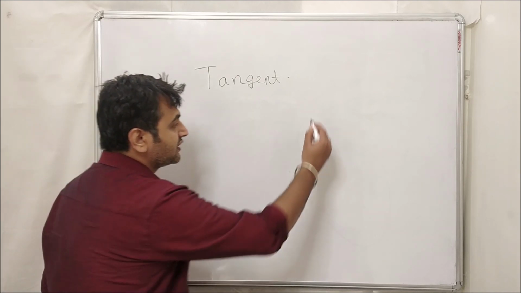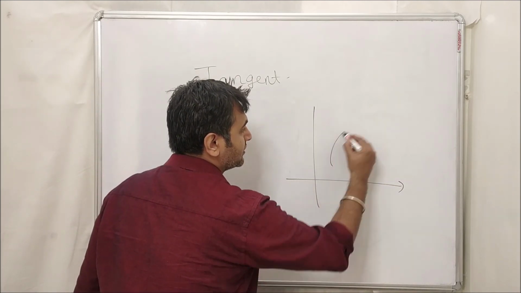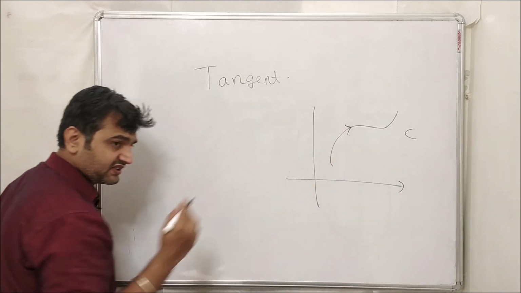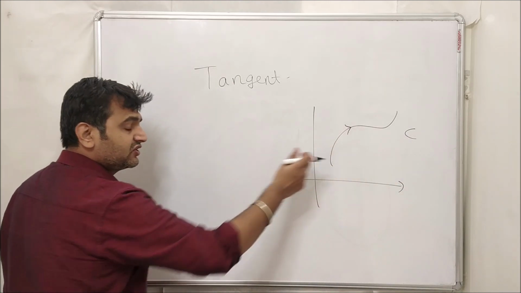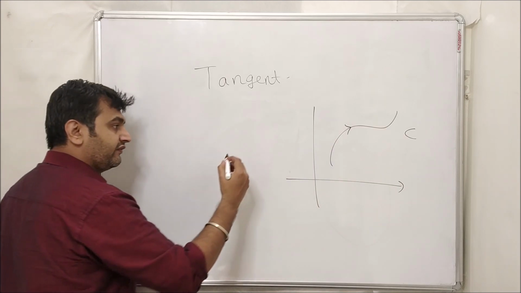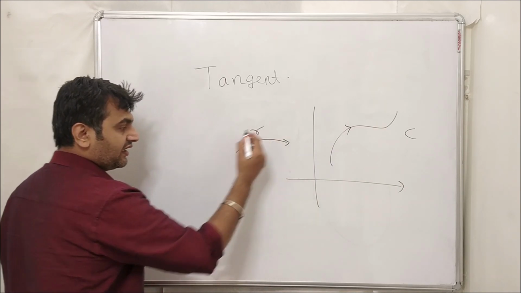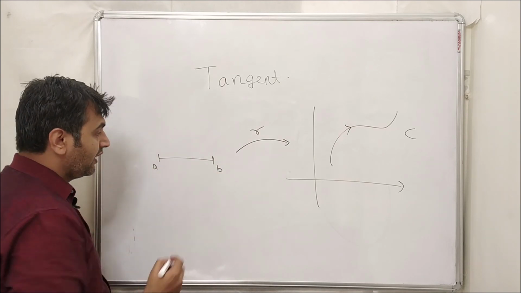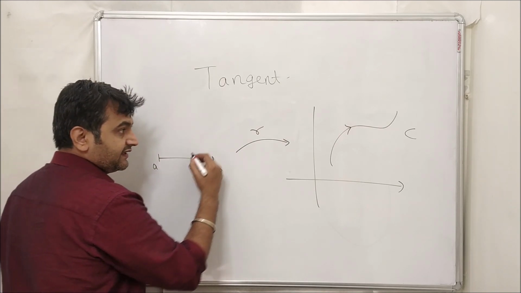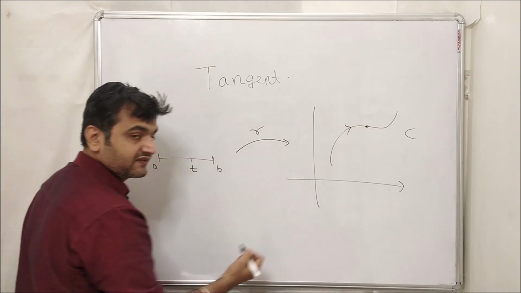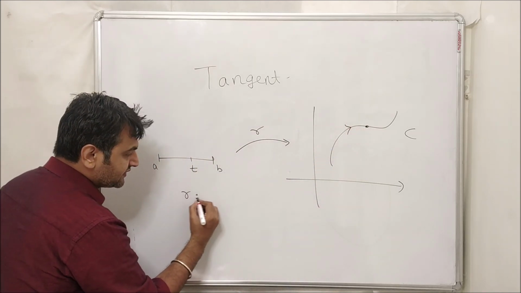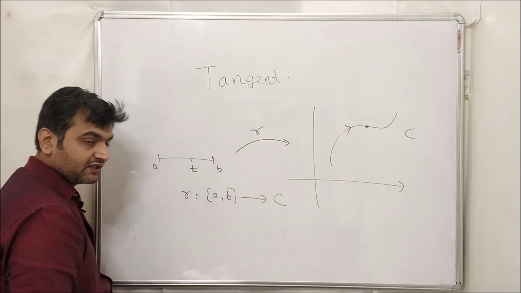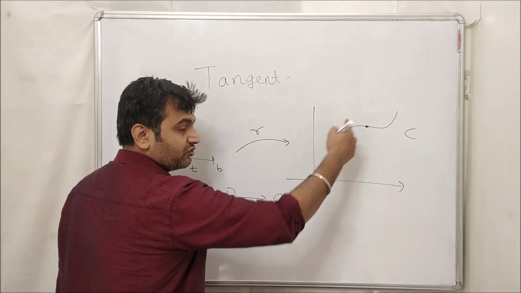Suppose you have a curve C, this is your curve C, going in some direction. I will call this a parameterized curve if there exists a function, say R, from an interval, that is, a subset of the real numbers, such that if you take any t over here, its image lies on the curve C. That means R is a function from the closed interval [a, b] to the curve C. The input is here, the output is on the curve.